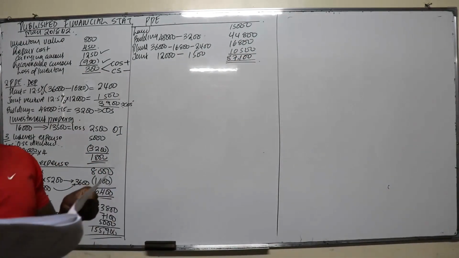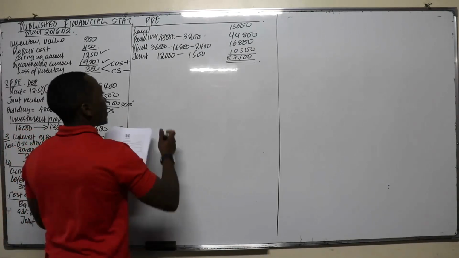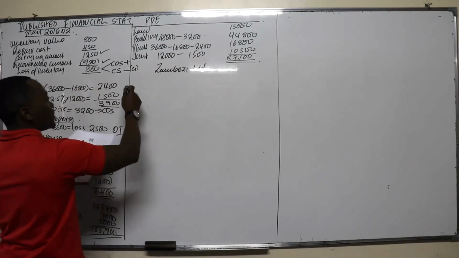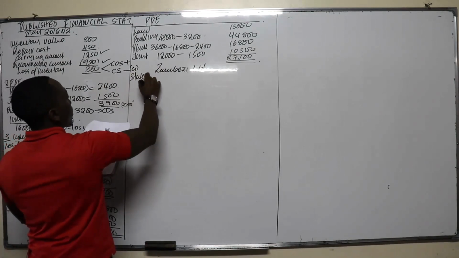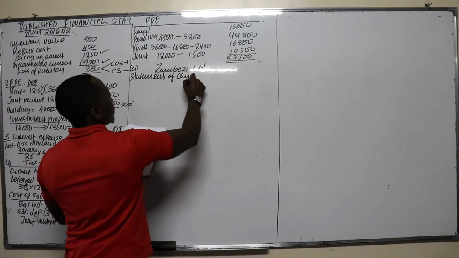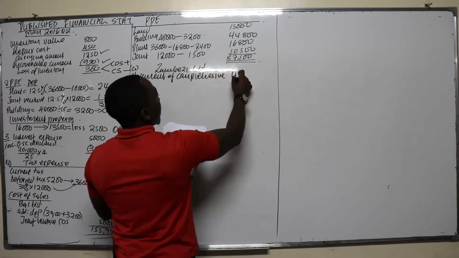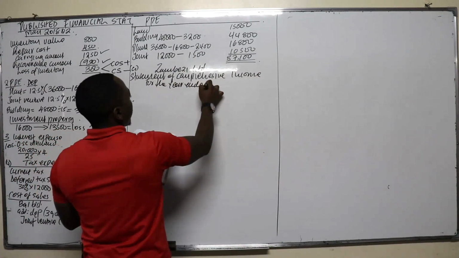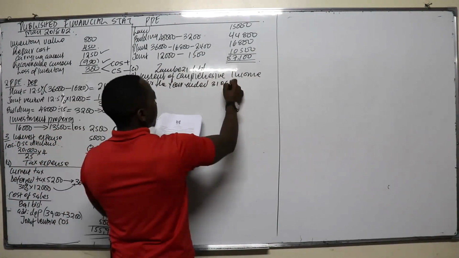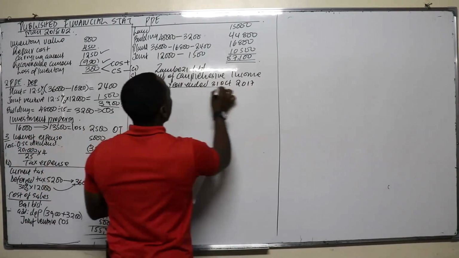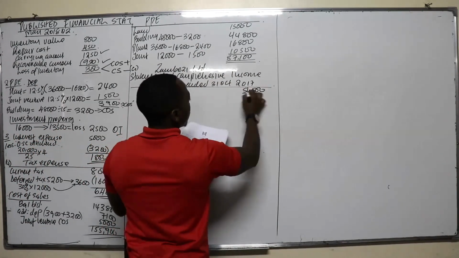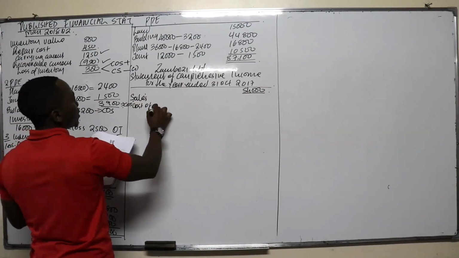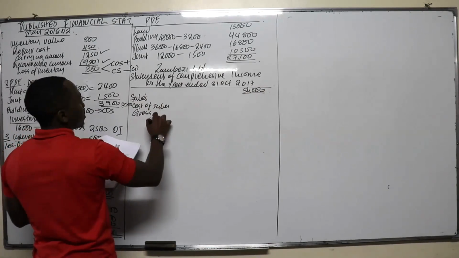So now let's present the statement of comprehensive income. Zambezi Limited, statement of comprehensive income for the year ended 31st October 2017. So we start with the sales. You deduct cost of sales. You get gross profit.